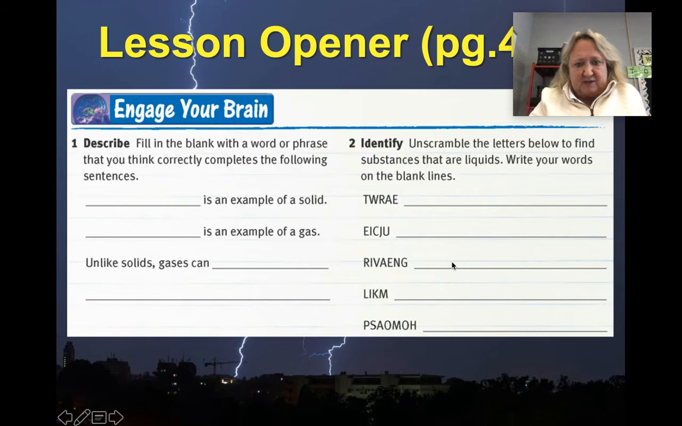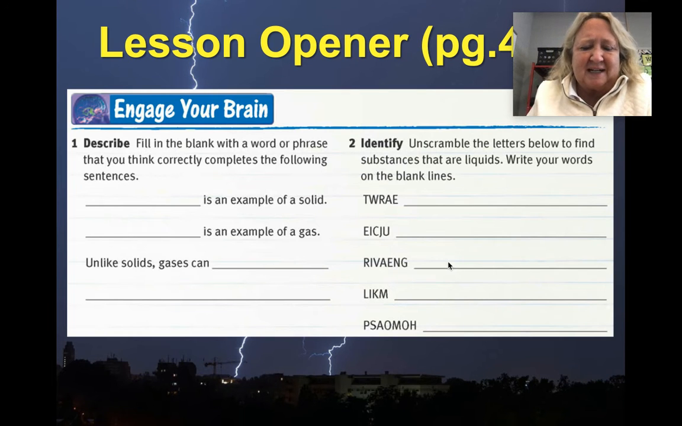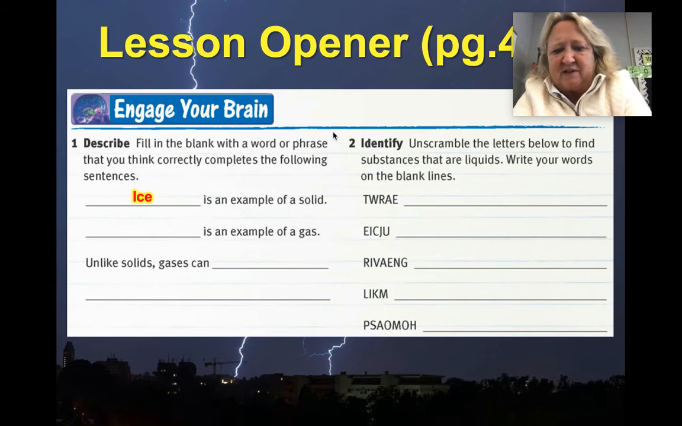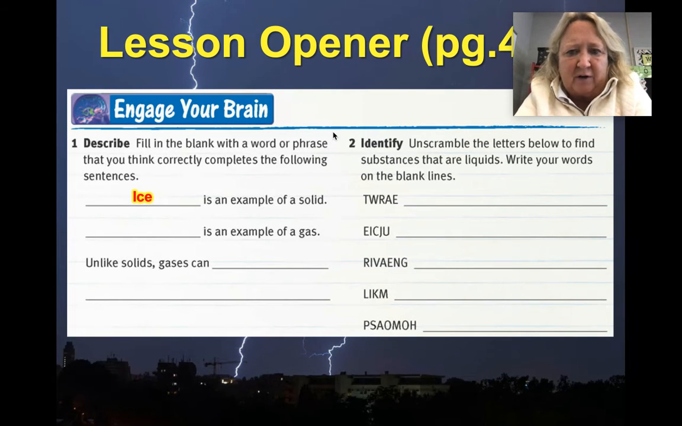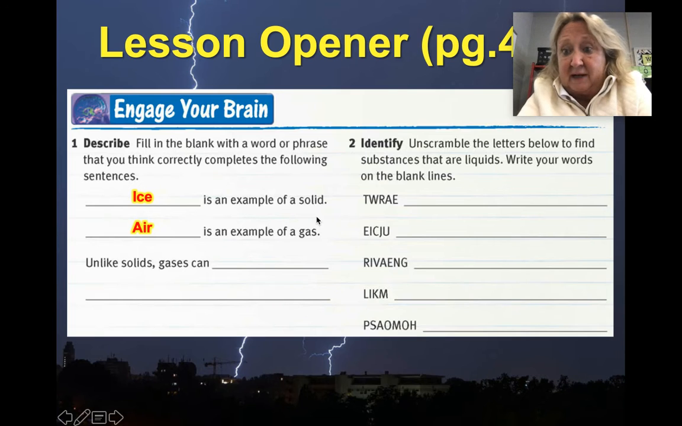All right, so let's just look at the introductory activity here. Fill in the blank with a word or phrase that you think correctly completes the following sentences. What do we think? An example of a solid. Well, they said ice. Ice is obviously the solid form of water. Lots of solids out in the world. How about a gas? Gas might be a little more difficult for you to think of, but air is a good one. Air is a gas.